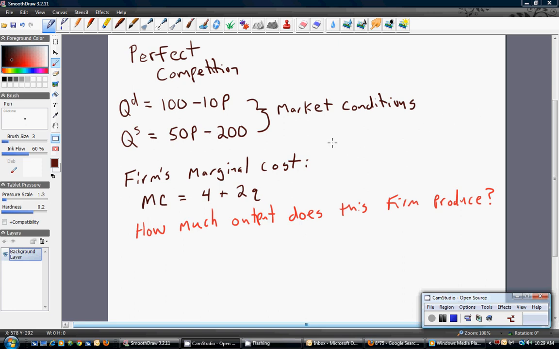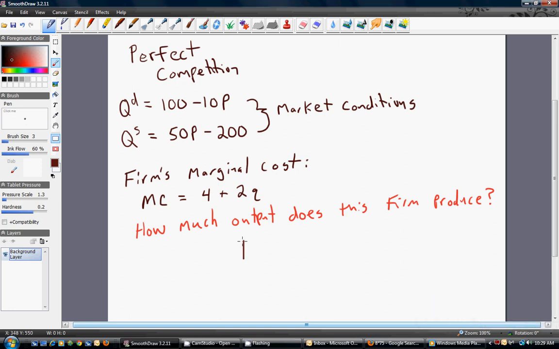The p's represent the price, of course. And to go along with this problem, you'll be given information usually on the firm's marginal cost. In this case, the firm's marginal cost, MC, is 4 plus 2Q. The question that is asked then is how much output would this individual firm produce given these market conditions? The key to recognizing this type of problem is a firm will always produce in perfect competition where price equals marginal cost. Well, we know what marginal cost is. It's 4 plus 2Q.